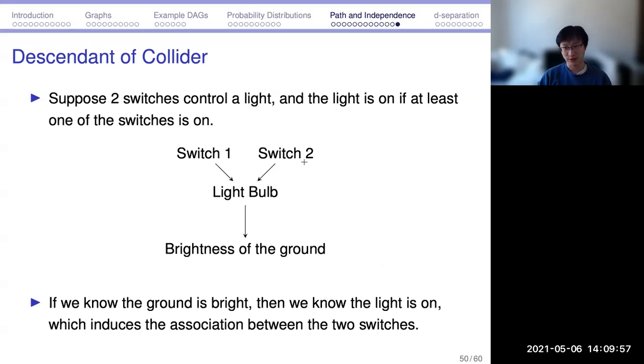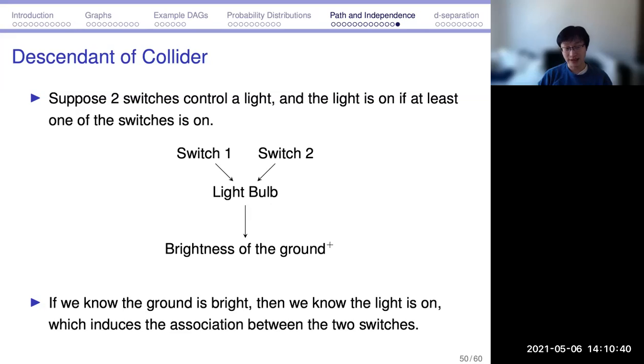We have switch 1 and switch 2. They both contribute to this light bulb, as we've seen before. So what would be a descendant of the light bulb? One example would be the brightness of the ground. If the light bulb is on, the ground would be lit up. If the light bulb is off, the ground would be dark. Now this is a one-to-one correspondence between the two, but you can also add some noise to the brightness of the ground. Maybe you have another independent light with 0.5 probability to be on, 0.5 probability to be off, etc. But just to make things clear, I'm using this very simple example.